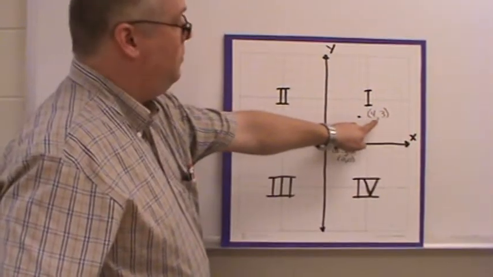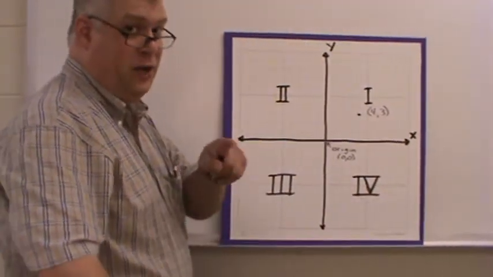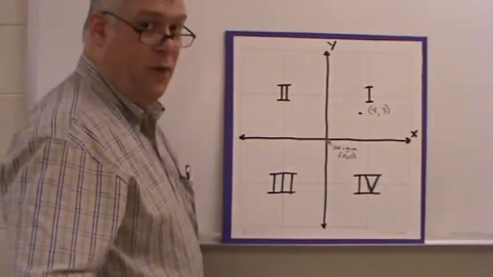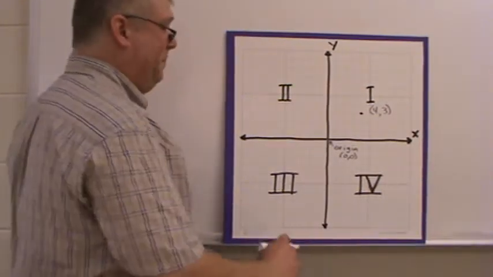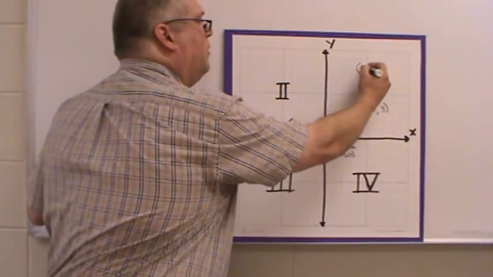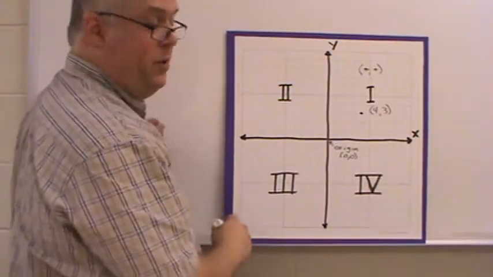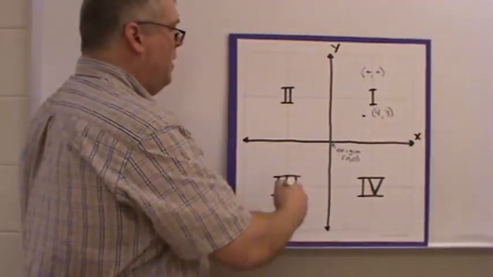X value first, y value second. Alphabetical. X comes before y. X comes before y in the coordinate there. So again, in the first quadrant, all the y and x values are both going to be positive.